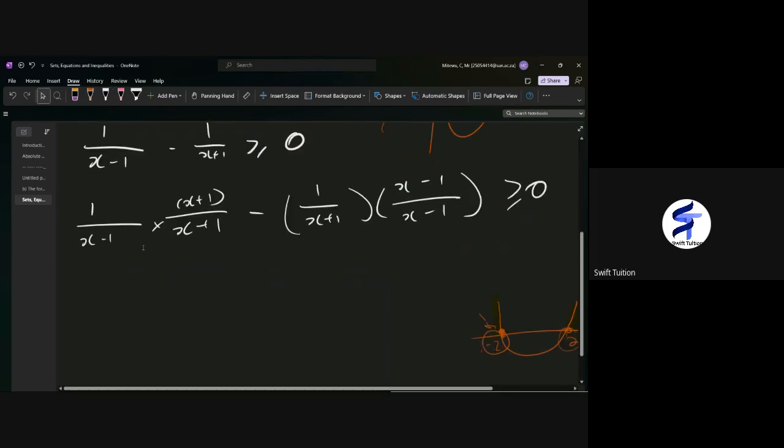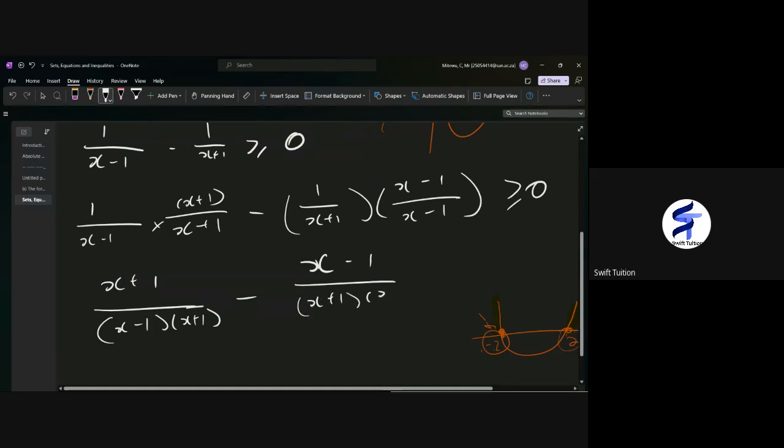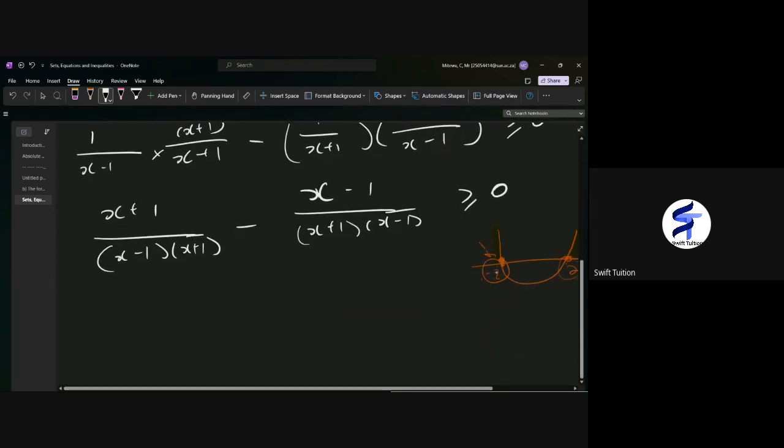What is the one on the left equal to? It'll be x plus 1 over x minus 1, x plus 1. What does the one on the right equal? Well, that's going to be minus x minus 1 over x plus 1, x minus 1. You'll notice that they now both have the same denominator. They're both written with respect to 0, and they're all greater than or equal to 0.